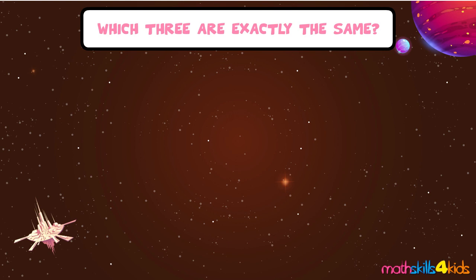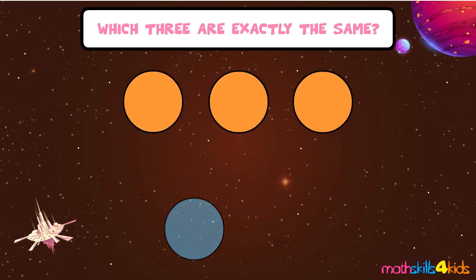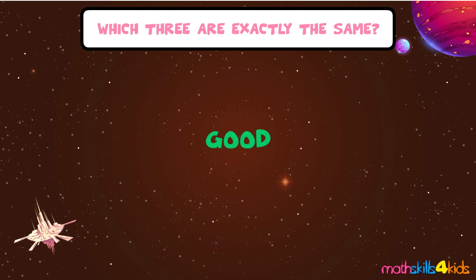Which three are exactly the same? Here, we can see that the shapes that are exactly the same are the orange circles because they have the same color. The one that is not exactly the same is the blue circle. Good.